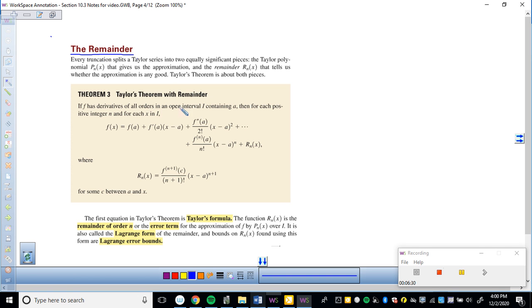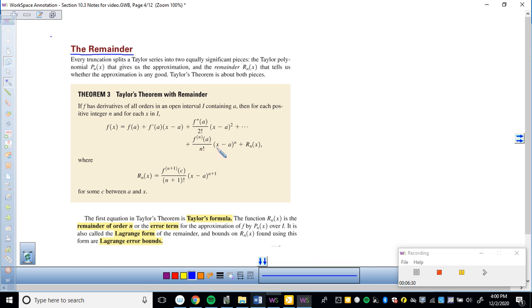And Taylor's theorem with remainder. Let's read this. If f has derivatives of all orders on the open interval I containing a, then for each positive integer n, and for each x in the interval, f of x is given as that Taylor polynomial. We've seen that all along. And it goes all the way up to as far as we want to, whatever degree we want to stop at when we make our Taylor polynomial.